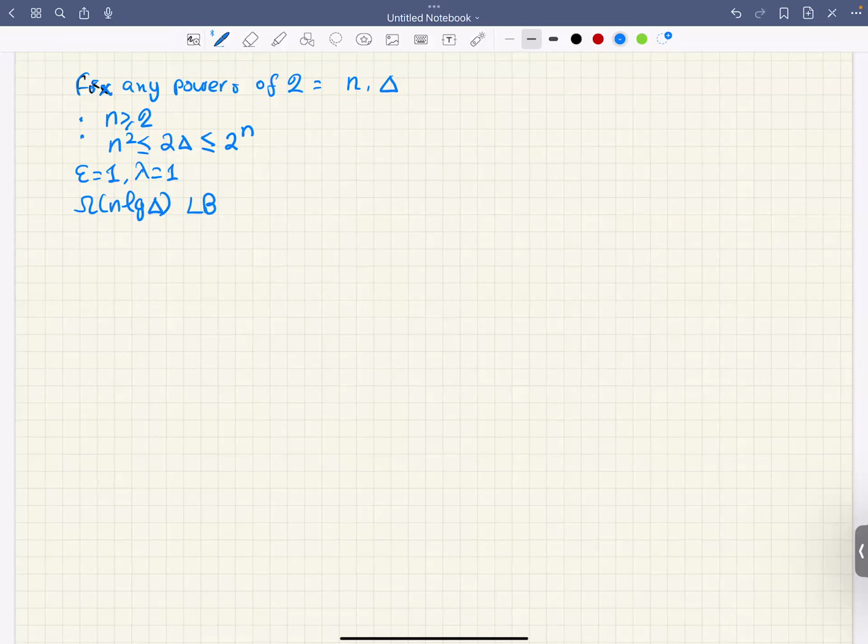Now let me tell you why this is stronger. It would be very easy to convince you. Think about what happens when delta is 2 to the power of n minus 1. If that is the case, what is log delta? Log delta essentially is just n. It's at the order of n. So this is telling you n squared is the best you can do if delta is that large. This is also informative.